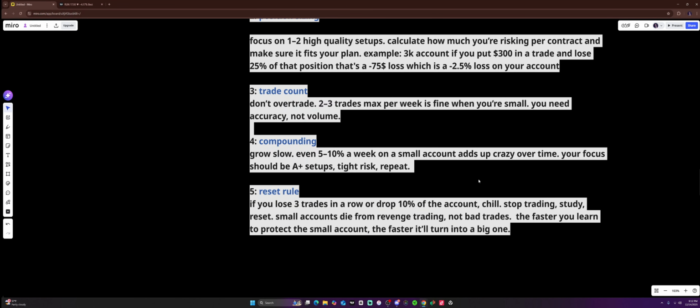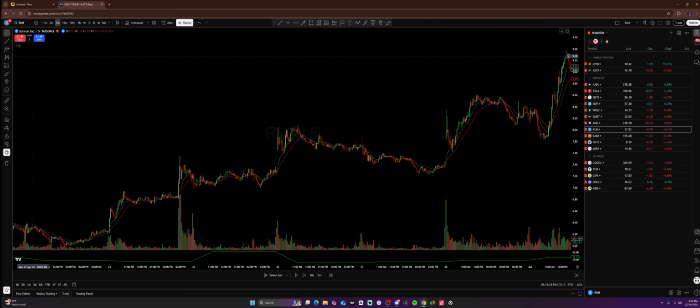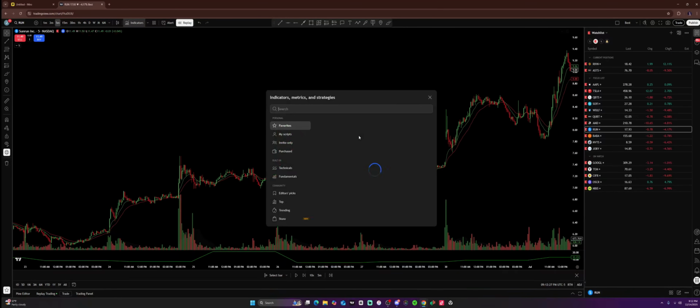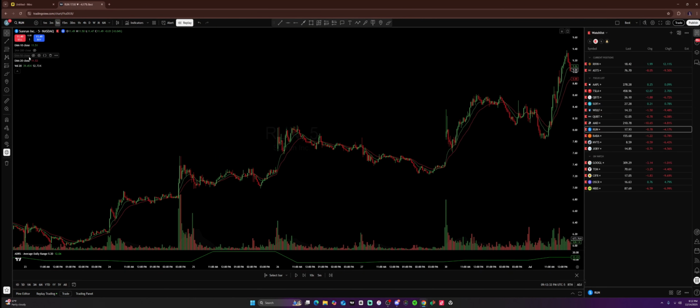Super simple. What is the best platform to start trading on as a beginner? I recommend Webull or Robinhood. Those are the 2 that I like. Everything is profitable if you manage risk. Absolutely. Can you show us the indicators you use? I use the 10 and the 20 EMA. So if you go to indicators right here, you're going to see moving average exponential. You're going to type that in. You're going to add 2 or even 3. You're going to add the 10, the 20, and the 200 exponential moving average.